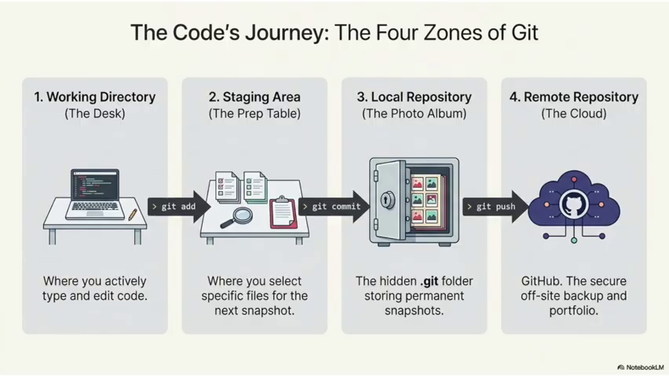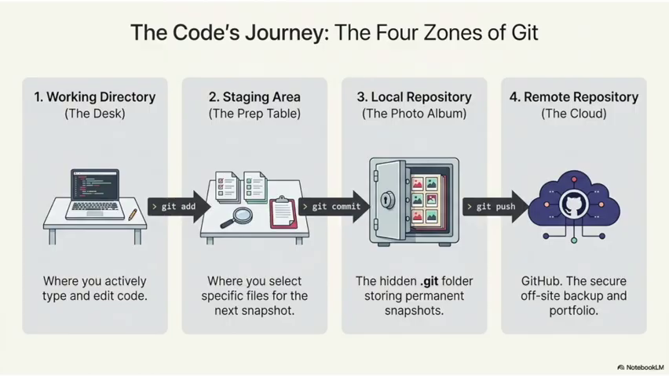Zone 1, the working directory, your desk, where you actively type and edit code. Zone 2, the staging area, the prep table, where you select which specific files belong to the next snapshot. Zone 3, the local repository, the photo album, the hidden .git folder on your machine that stores permanent snapshots. Zone 4, the remote repository, the cloud. GitHub, the secure offsite backup and professional portfolio visible to all.